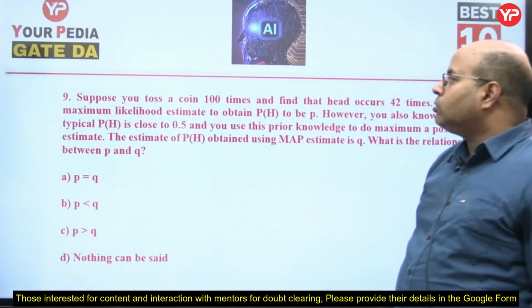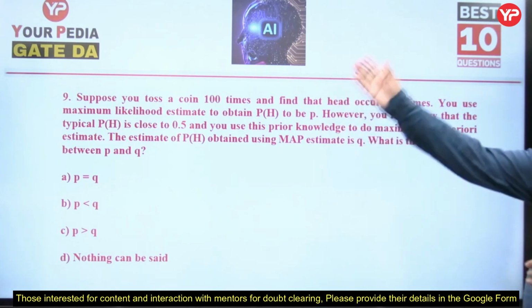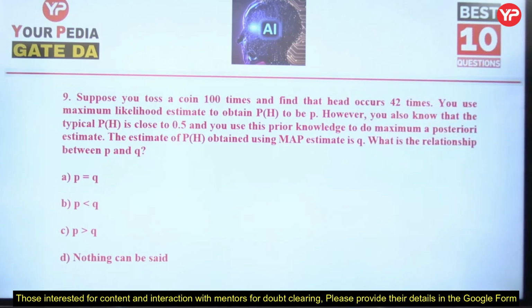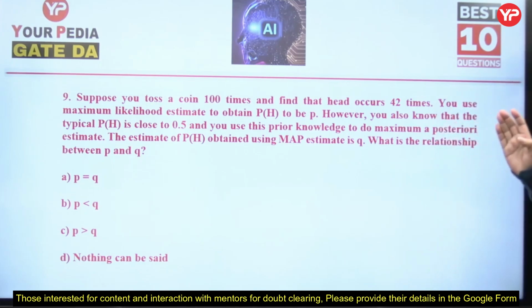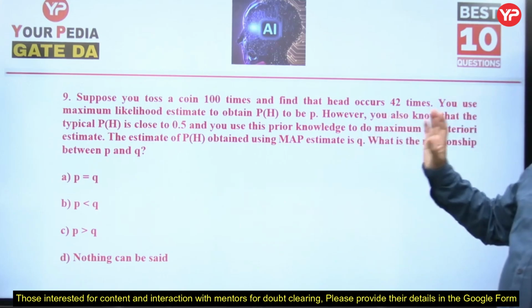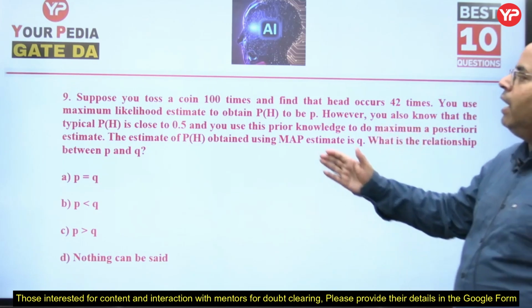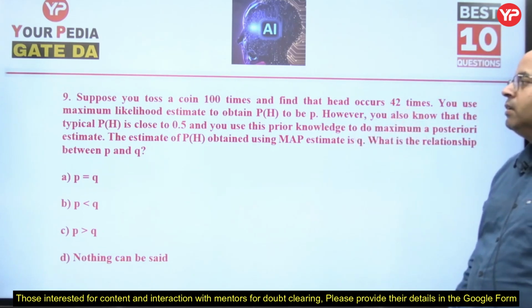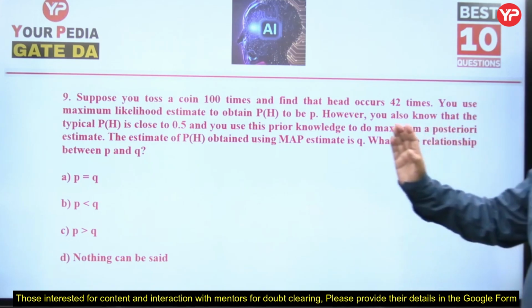Now ninth question, a probability question. Suppose you toss a coin 100 times, and head occurs 42 times. If you do a long number of tosses, then it will be 0.5, but in your experiment you tossed it 100 times and found 42 times head has happened. You use maximum likelihood estimate to obtain P(H) to be P. However, you also know that the typical P(H) is close to 0.5 and you use this prior knowledge to do maximum a posteriori estimate, MAP. The estimate of P(H) obtained using MAP estimate is Q. What is the relationship between P and Q?